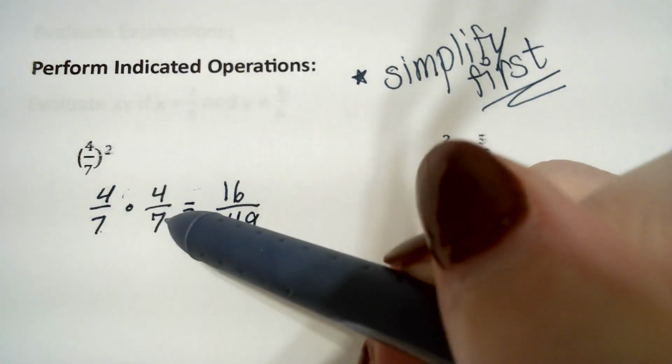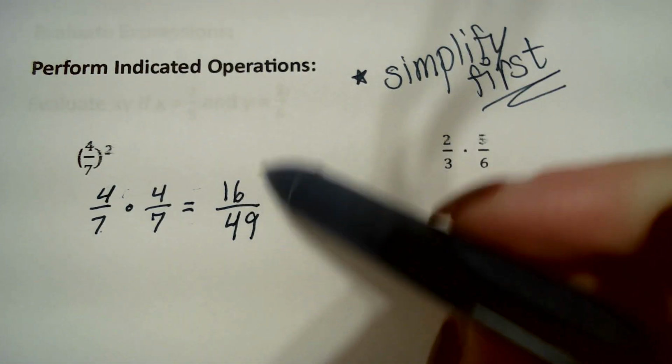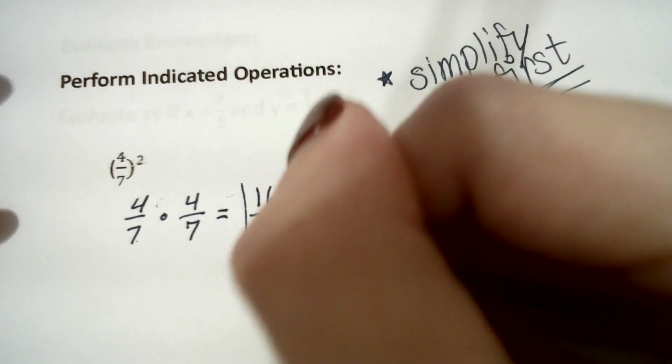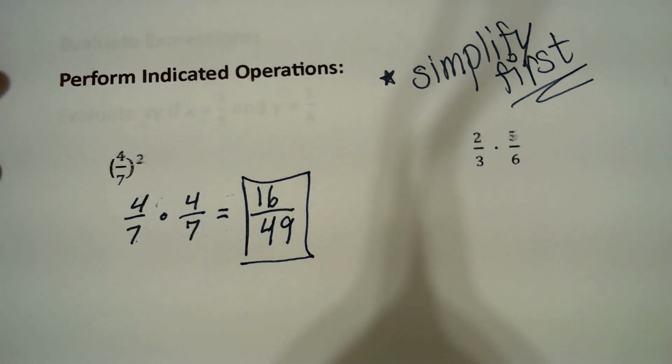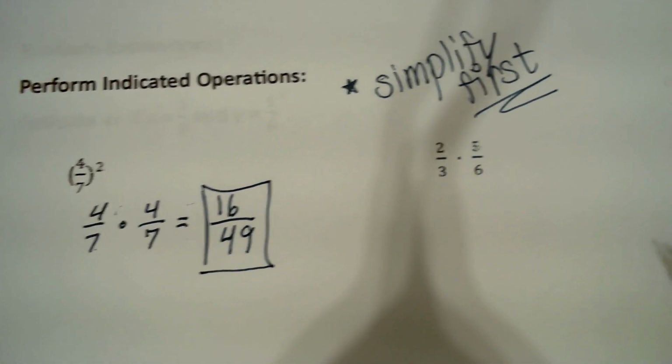Now, because we couldn't simplify in the beginning, we already know we're not going to be able to simplify at the end. So our final answer is 16 over 49. Let's look at the next one.